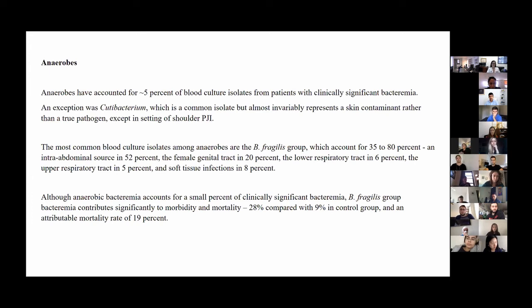And Cutibacteria technically is an anaerobe, but it's a gram-positive anaerobe, and it is sensitive to vanco, and really only is seen as a shoulder prosthetic joint infection. So those are a general comment on anaerobes.